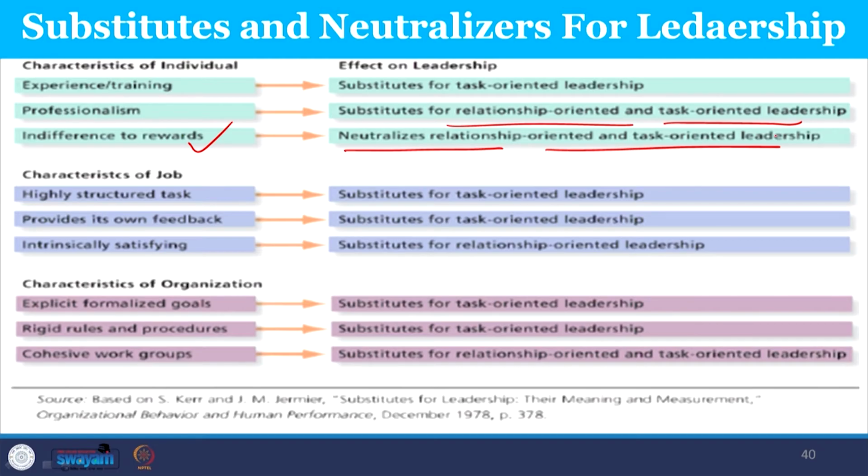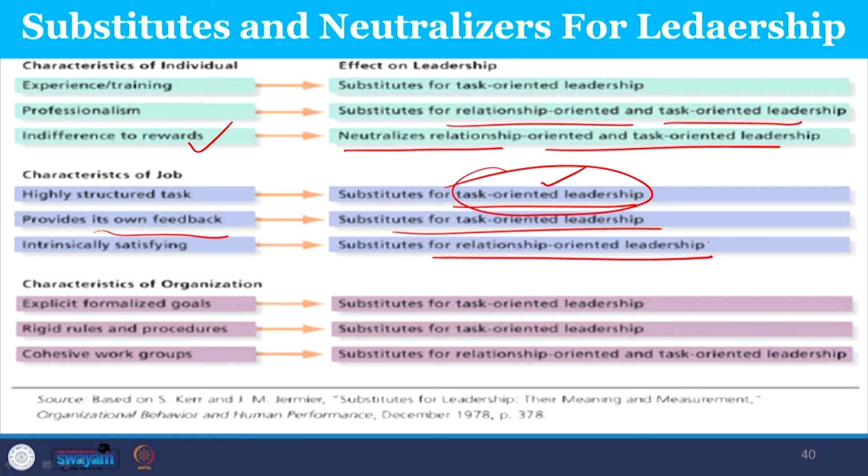The second factor is characteristics of job or nature of the task. When the task is highly structured, there should be a substitute for task oriented leadership style. When the job itself provides feedback, it should be a substitute for task oriented leadership style. When the job is intrinsically satisfying, it should be a substitute for relationship oriented leadership style.